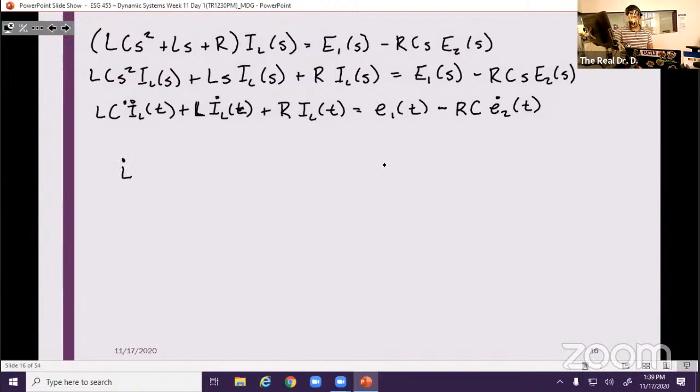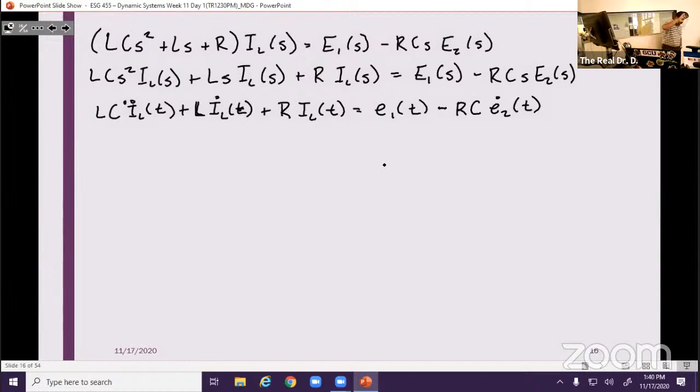That's because writing this for I dot, it looks stupid and I don't like it. So I don't do it. So hey, look at that, a second order ordinary differential equation in terms of I L and my inputs, right? Great success.